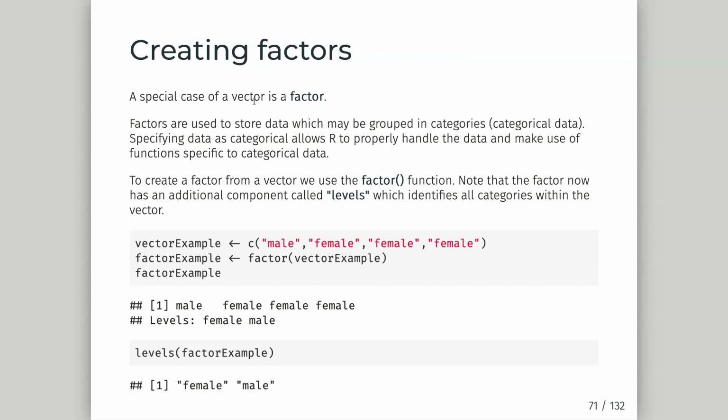So a special case of a vector is something called a factor. A factor is used to store data which really could be grouped as categories, so categorical data. Specifying data as categorical allows R to handle it in special ways. I think we'll see this later on, but like functions you would then normally apply to a vector.